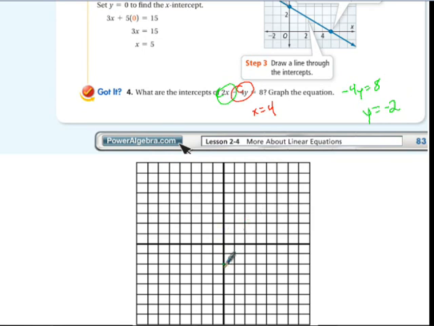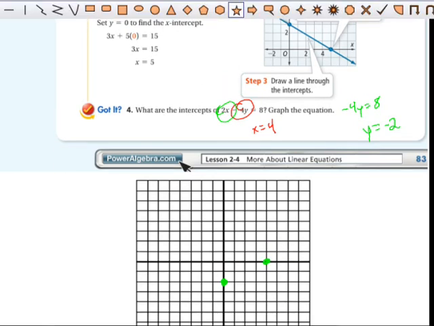Alright, so here's y at negative 2. Here's x over here at 4. And then my straight line through those 2 points is right there, and I put my little arrows on it because I like drawing arrows. And there's my line, no problem.